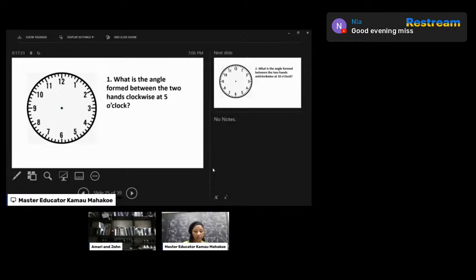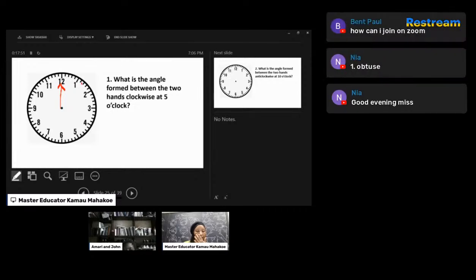Okay. Miss, the minute hand would be at the 12, miss. All right, so at 5 o'clock, Amari is saying the minute hand would be at the 12. And miss, the hour hand would be on the 5, miss. The hour hand would be on the 5.